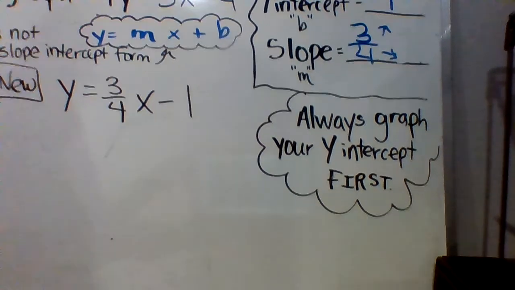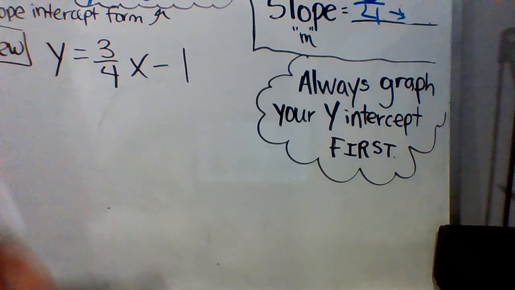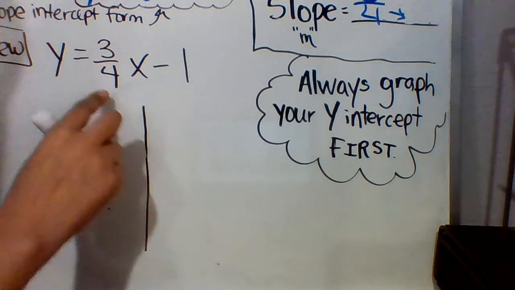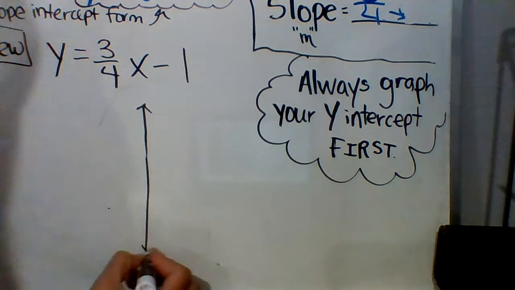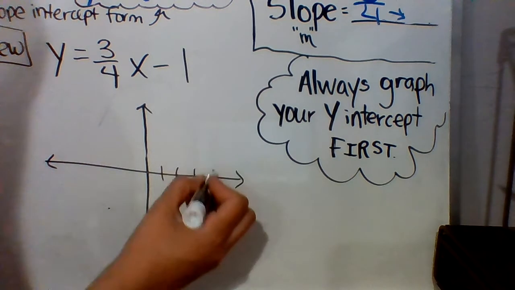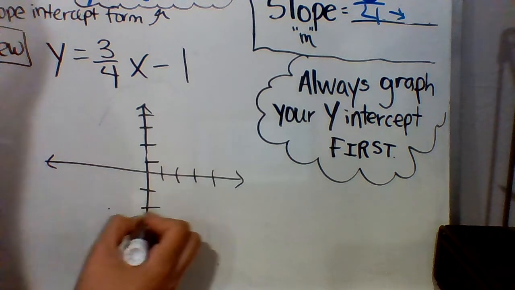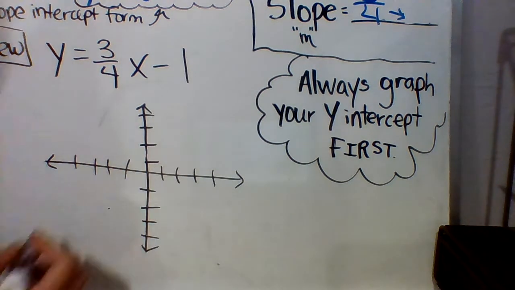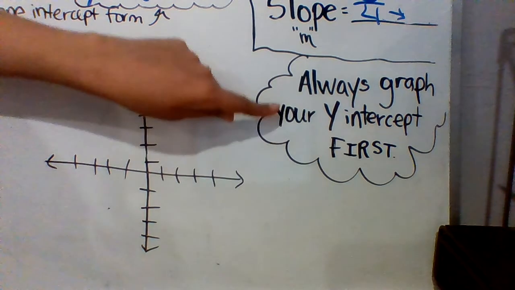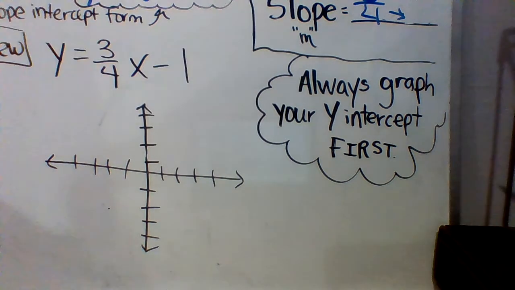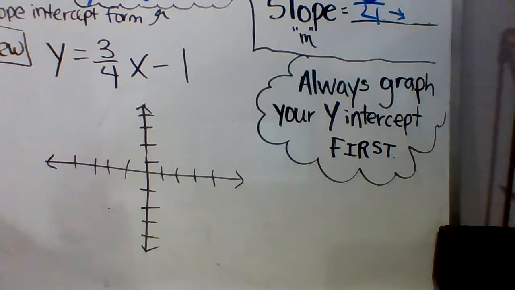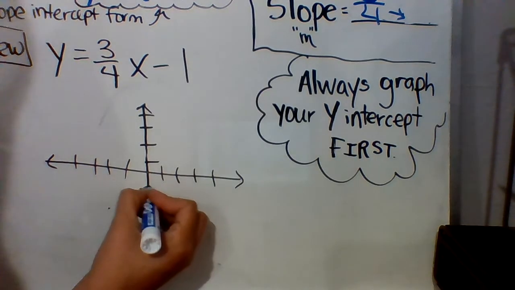I will make 4 little lines everywhere just because I see that I have a 4 in my problem. So I'll just do 4 to be safe. I'm always going to graph my y-intercept first. It's -1. So I'm going to go to my y-axis and I'm going to find -1. That would be down 1.